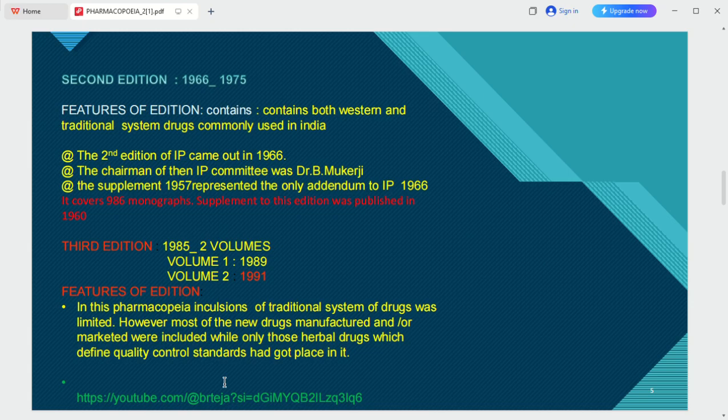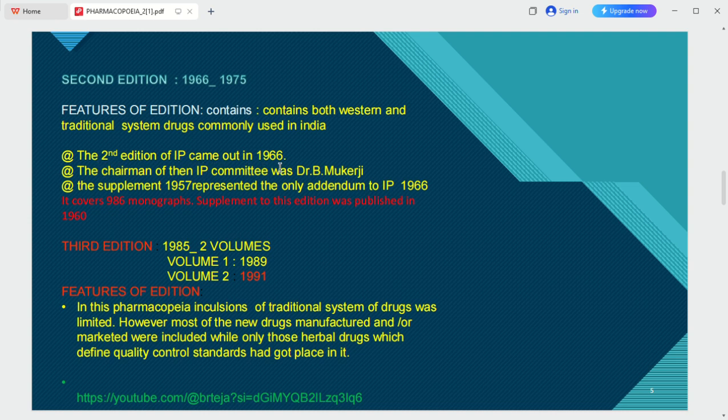Second edition. Year of publication 1966, and addendum released in 1975. Okay, the second edition. The features of the edition: it contains both Western and traditional system drugs commonly used in India. Alright.